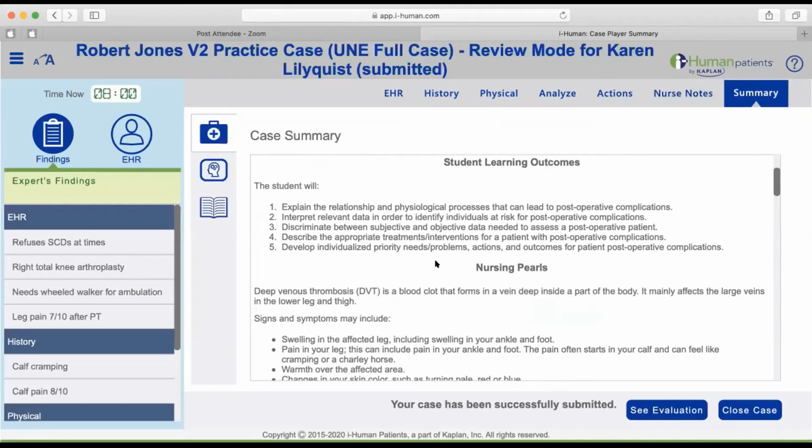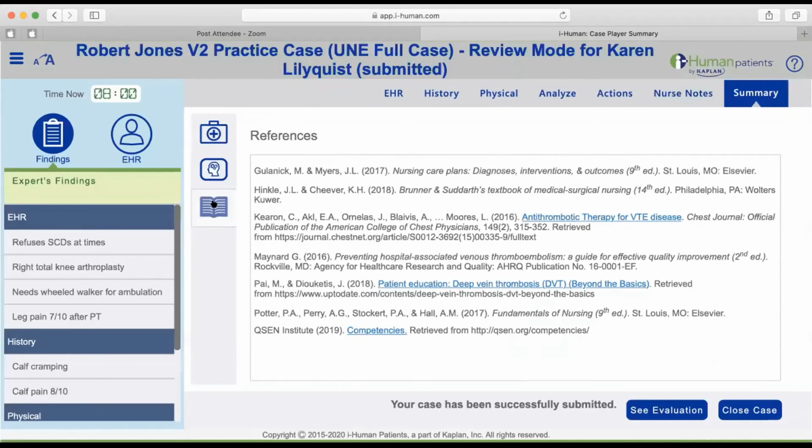And so oftentimes faculty will ask, how do I help my student prepare for this simulation? They can look at the learning outcomes, and then here are our references that were used to create the case. You may want to assign some of these to have your students read before they come to simulation or complete the simulation, and that will give them that feedback. Notice that there are textbooks as well as QSEN competencies. They're all included with those cases.